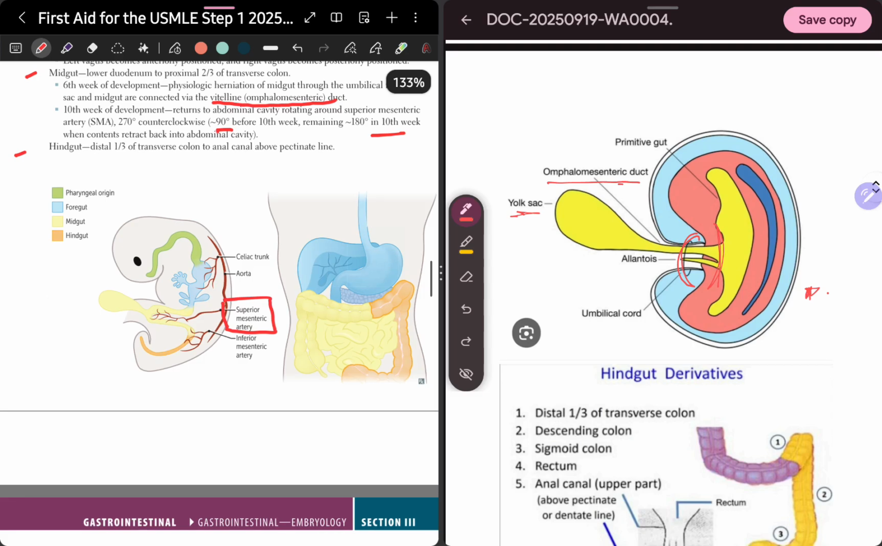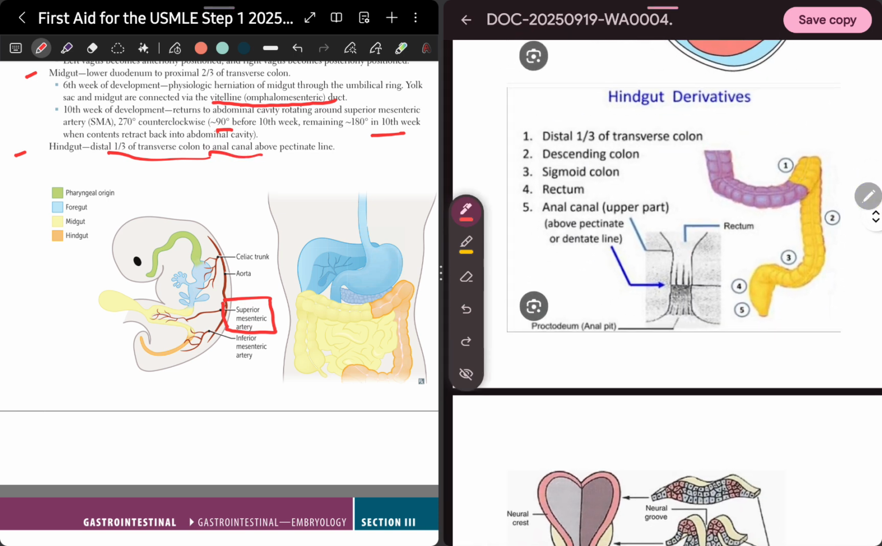The next thing is the hindgut. The hindgut is from the distal one-third of the transverse colon to the anal canal above the pectinate line. These are the hindgut derivatives: the distal one-third of the transverse colon, and the anal canal above the pectinate line. You know there is a pectinate line which divides the anal canal. So the hindgut is from the distal one-third of the transverse colon to the pectinate line here.